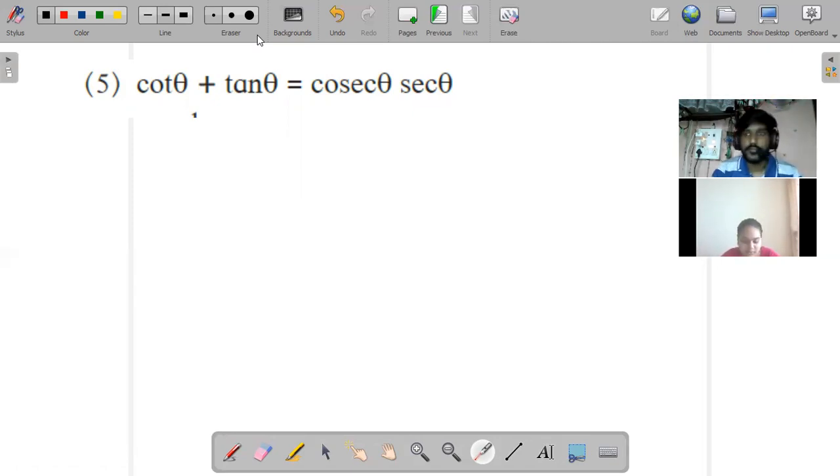Sine into cos. After doing the cross multiplication and after using the trigonometric identity, I got 1 upon sine theta into cos theta. Yes, correct, you got it. Now separate it: 1 upon sine theta into 1 upon cos theta.